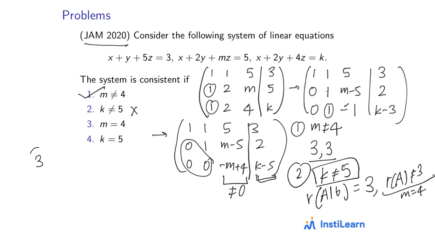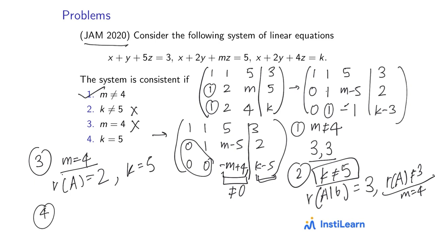Now let's look at option 3, m equal to 4. So m equal to 4, you can see that this term will be 0 again. So rank of A will become 2. Now for the system to be consistent, you want the augmented matrix rank to also be 2. So this means that k must be 5. So again, m equal to 4 alone will not guarantee the system to be consistent. So this can't be a correct option.